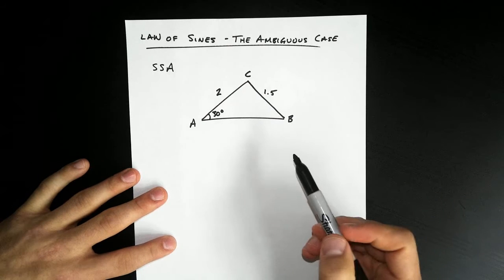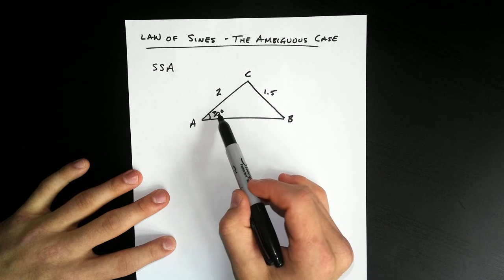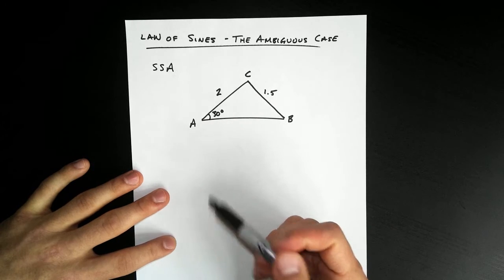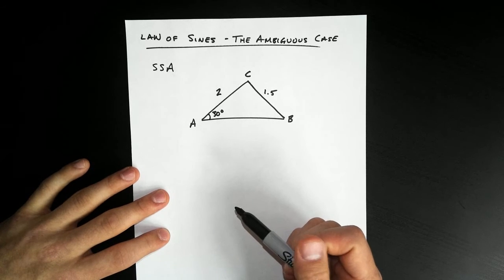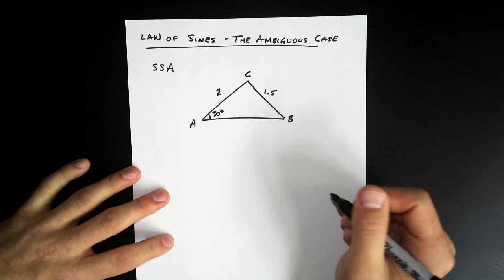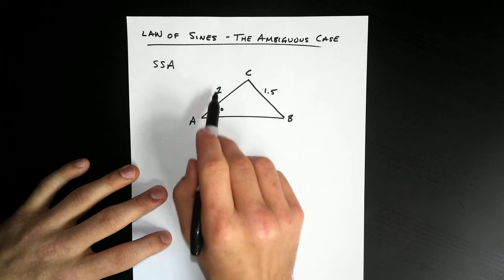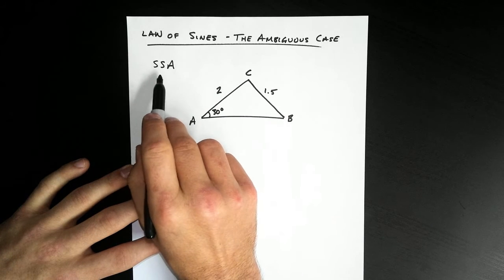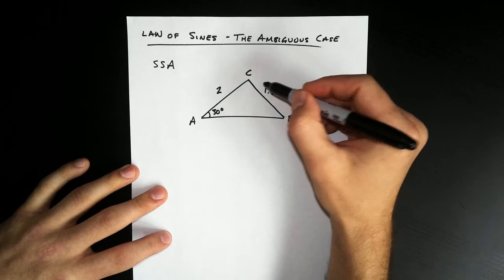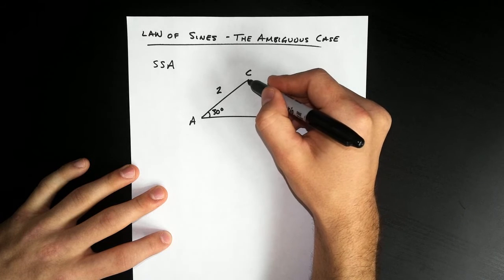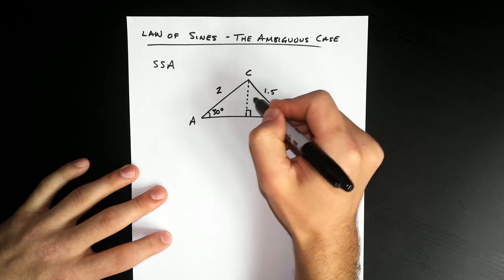So looking at the information we're given, we know one angle, we know two side lengths, and this angle is across from one of the sides that we know. So we should be able to use the law of sines to help us find the rest of the missing information in this triangle. However, if you remember back to geometry, these three pieces of information are not necessarily enough to define a unique triangle. So what ends up happening is if I draw in the altitude to this triangle, this is basically the height.